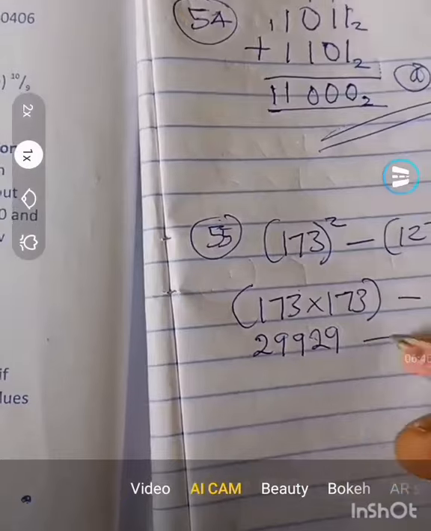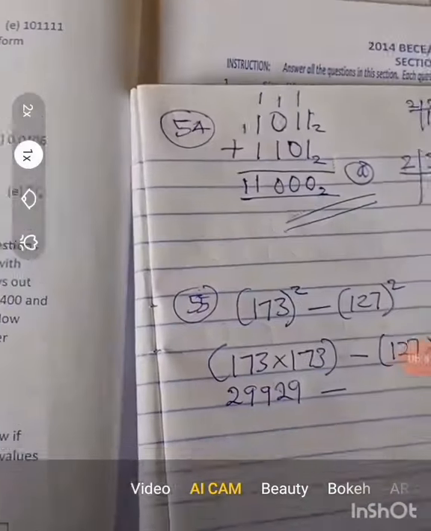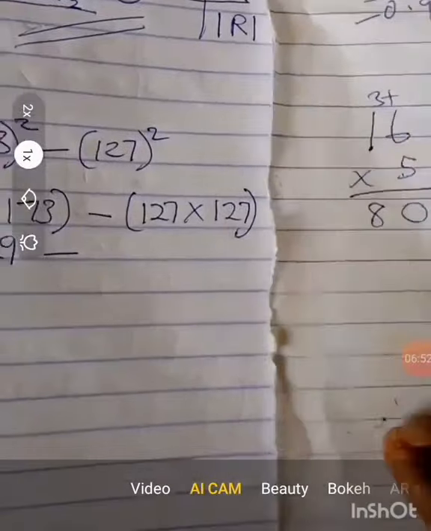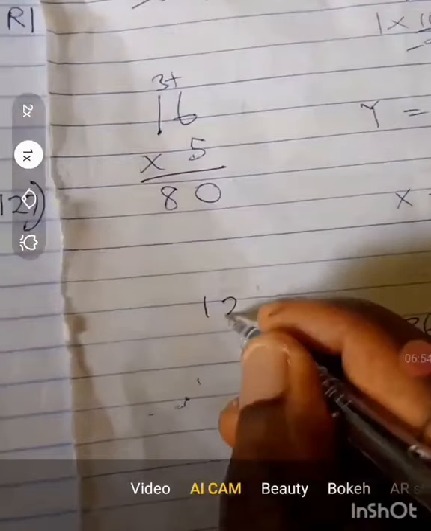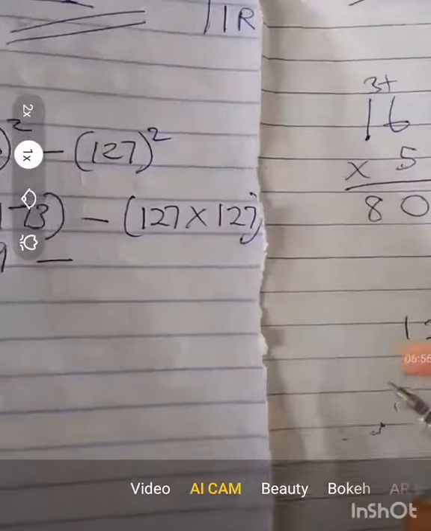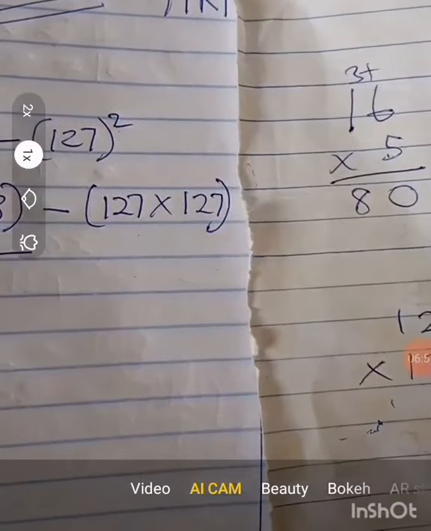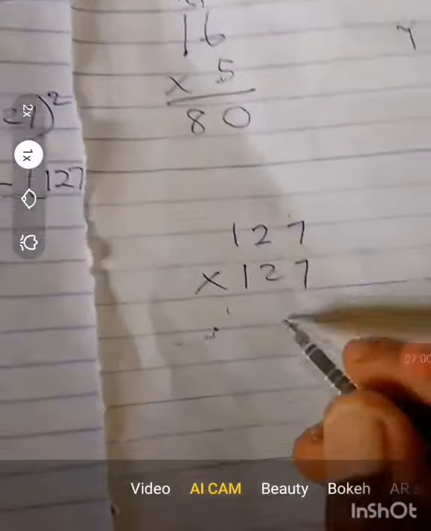29929 minus. So let's solve this one now. Let's solve it here. 127 times 127. So let's solve this.